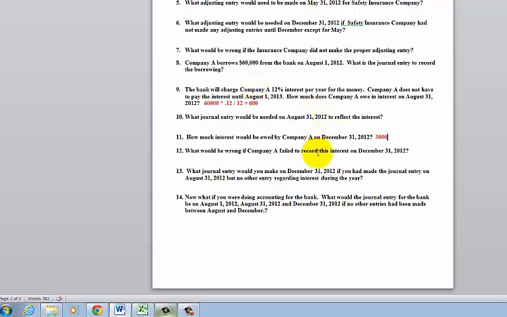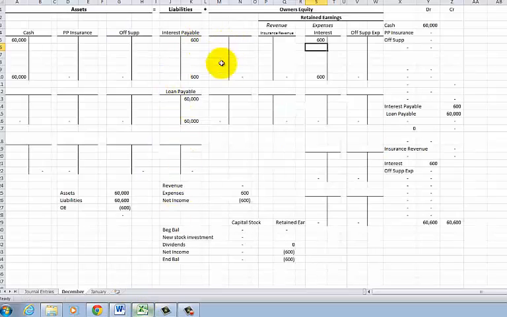What would be wrong if Company A failed to record this interest on December 31st? Well, you would have too little liability and too little expense. What journal entry would you make on December 31st if you had remembered to make one in August, the one we showed here, but you forgot for September, October, November, December, because you should have made all the rest of them? Well, that's 4 more months you forgot.